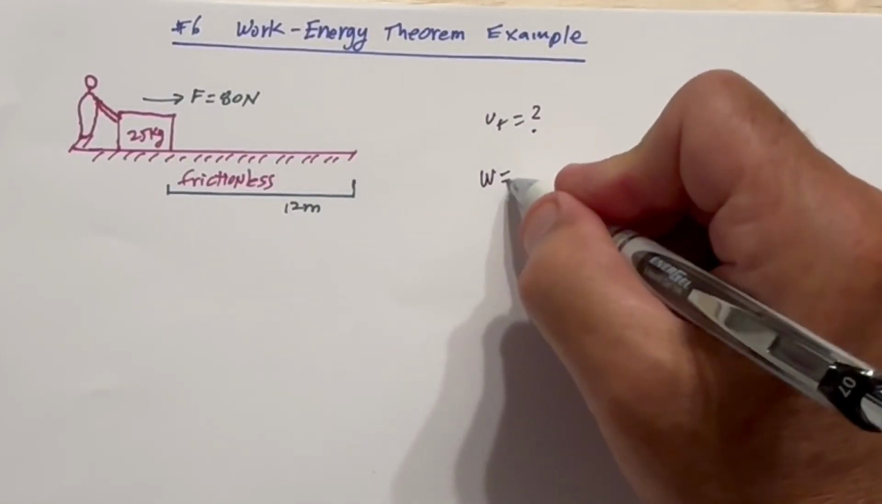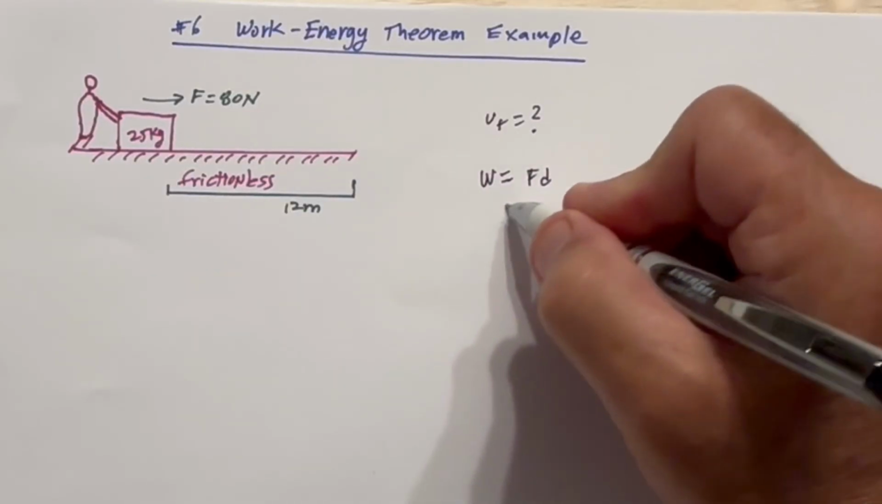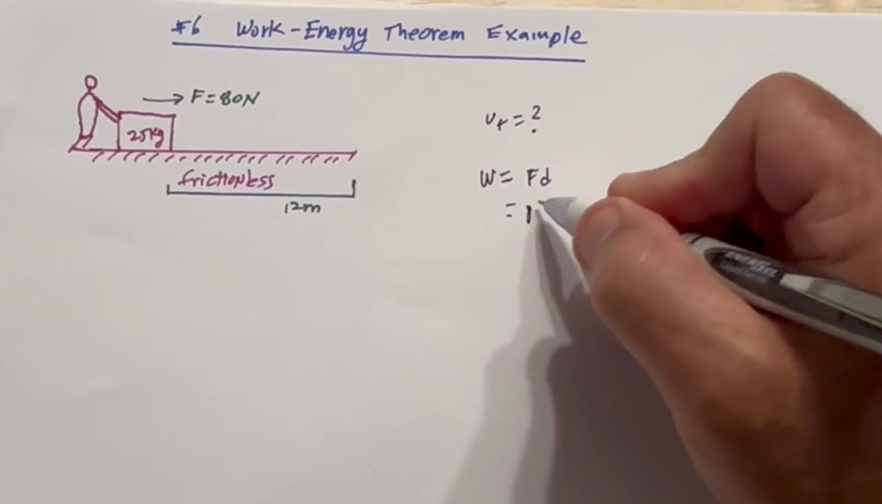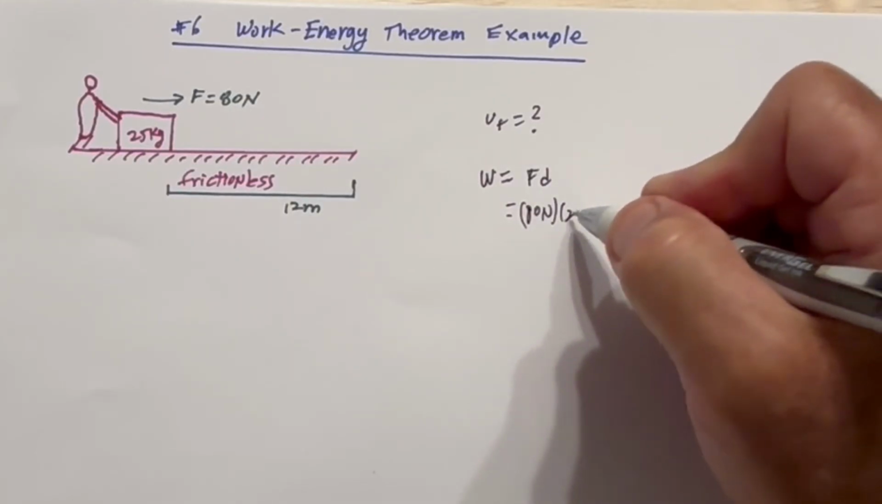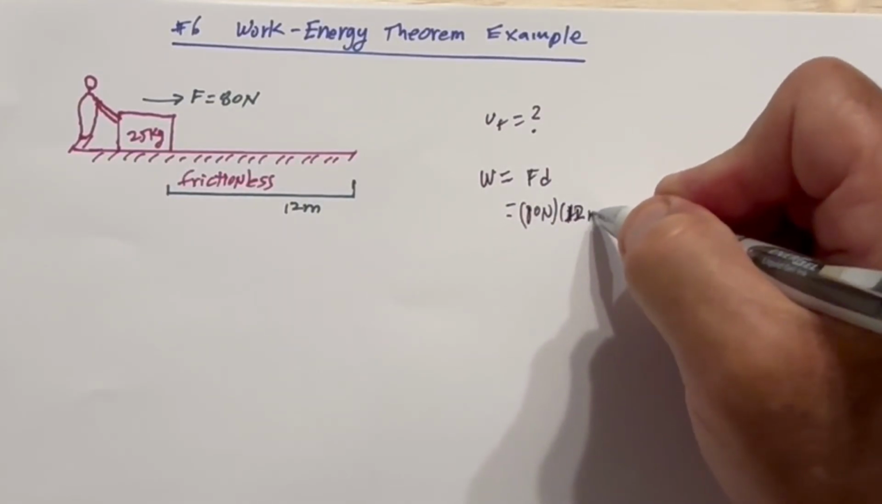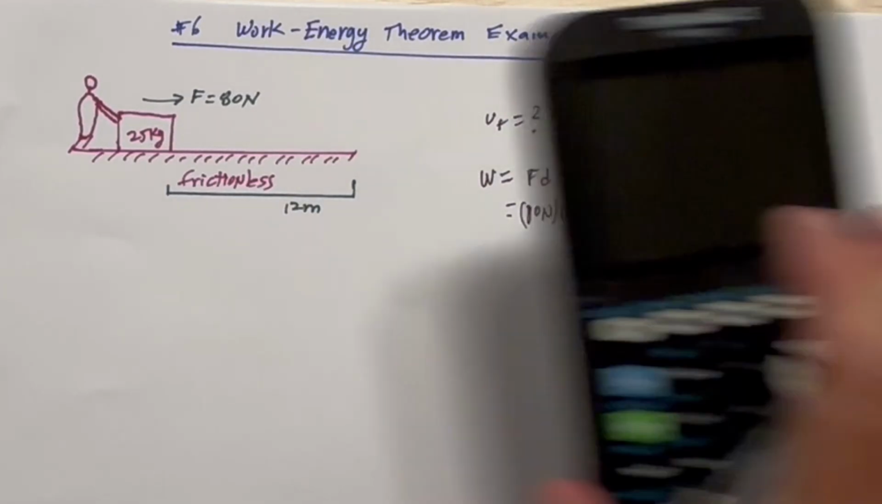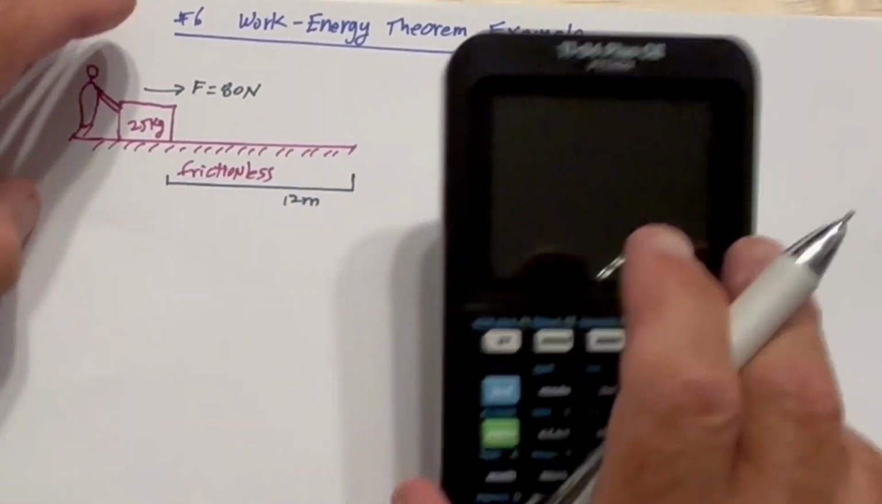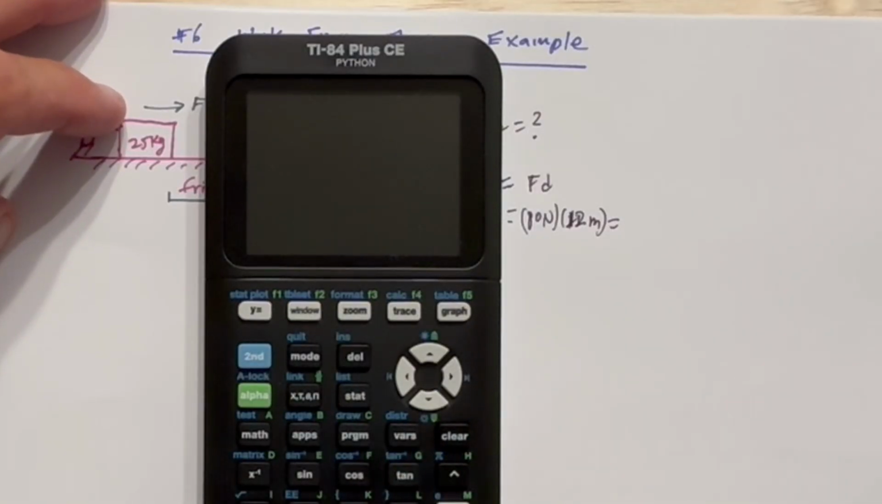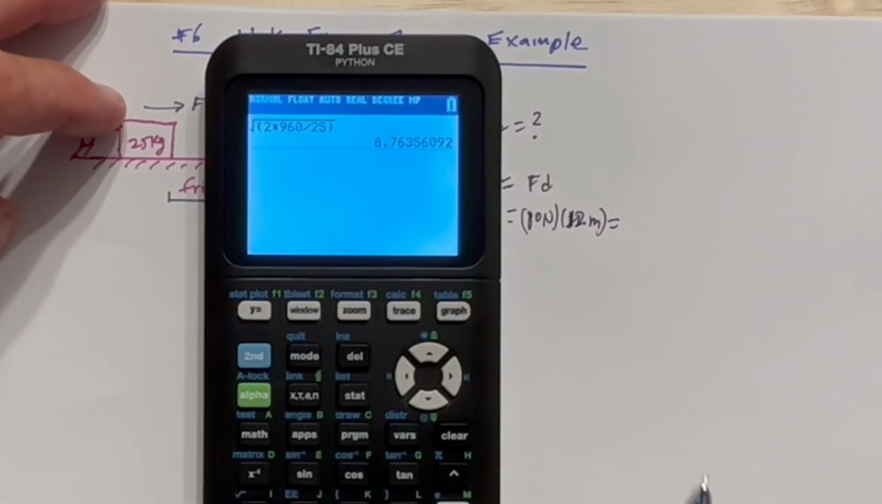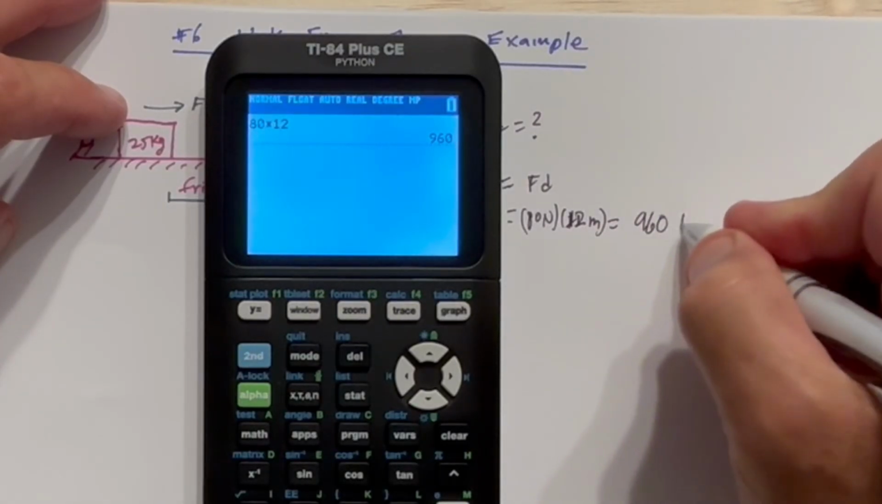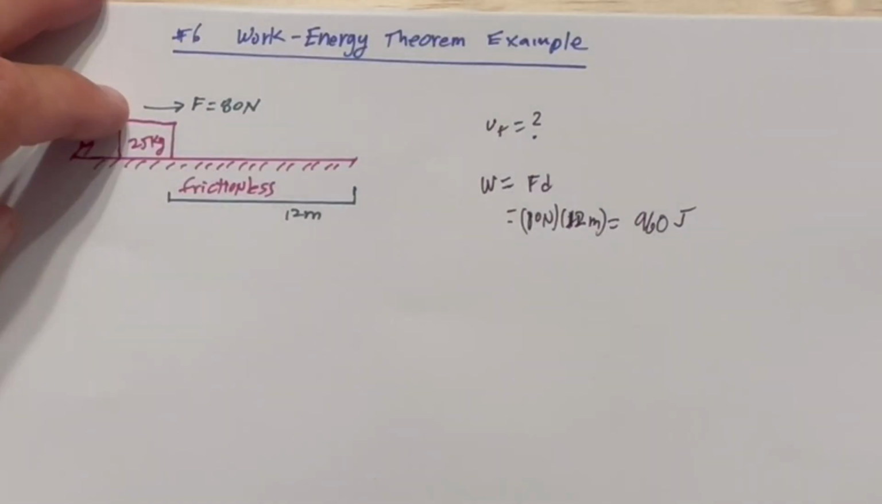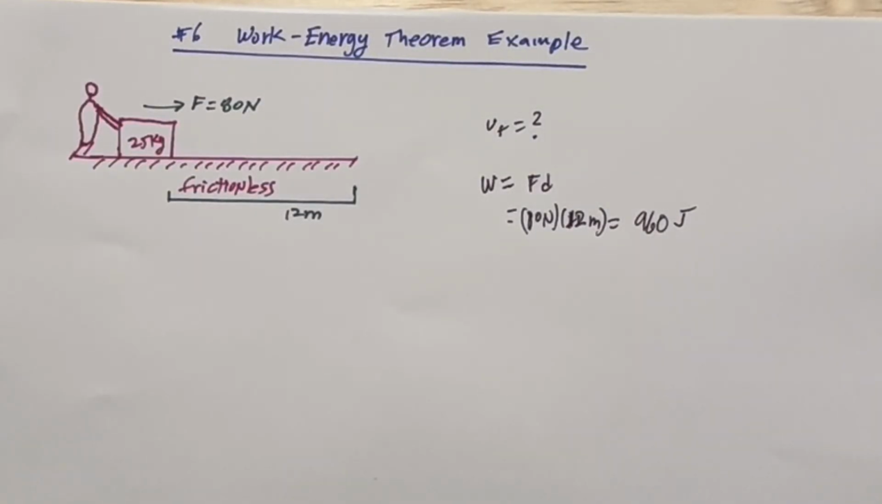So we know that the work is equal to force times displacement. The force is 80 newtons. The displacement is 12 meters. Getting our calculator out. So 80 times 12. Enter. That's 960 joules. So that's how much energy was expended pushing the box.